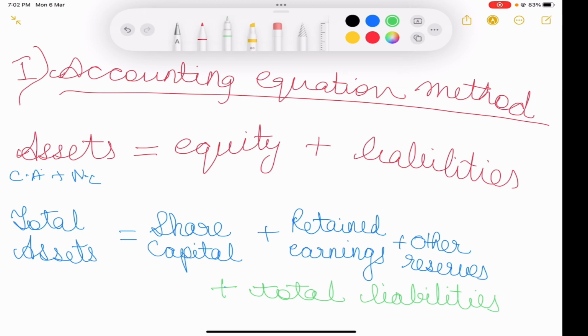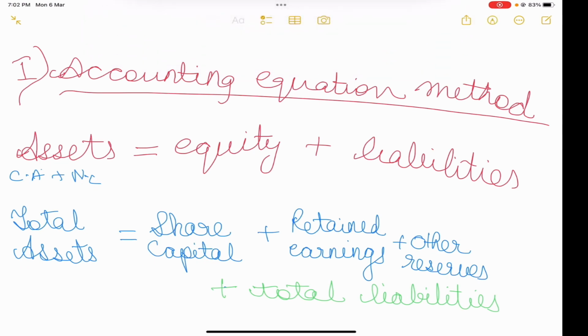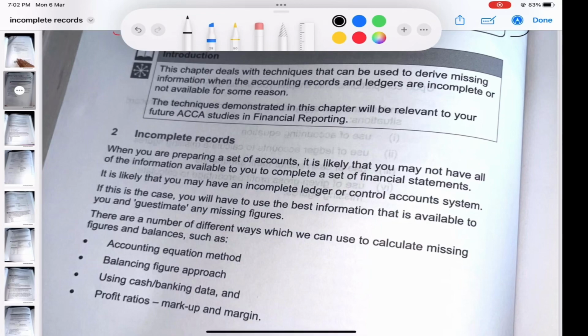Again, what did we do? Assets is equal to equity plus liability. What comes inside assets? Total assets, right? Current assets and non-current assets. Now when we talk about equity, what does equity comprise of? Equity comprises share capital plus retained earnings plus other reserves. These three things combine to make equity. And what about liabilities? Total liabilities, current liabilities plus non-current liabilities. That is it. This is the equation which we will be using in order to solve the question using the accounting equation. Simple.